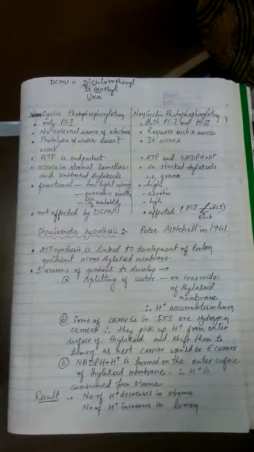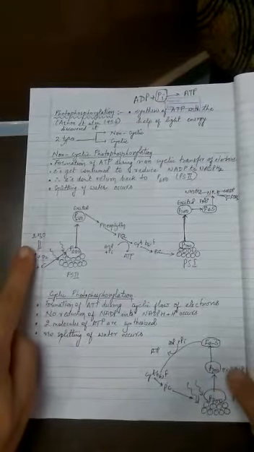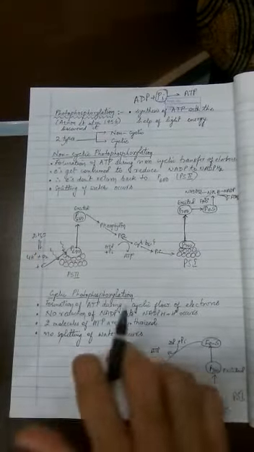Now the next point is photolysis of water does not occur in cyclic photophosphorylation, but photolysis of water does occur in the case of the non-cyclic photophosphorylation. You can check this point here. Photolysis of water takes place here. There is no photolysis of water taking place here.